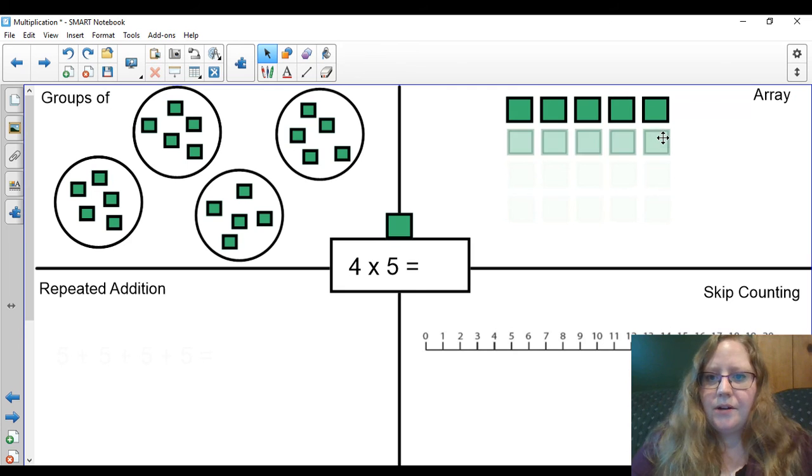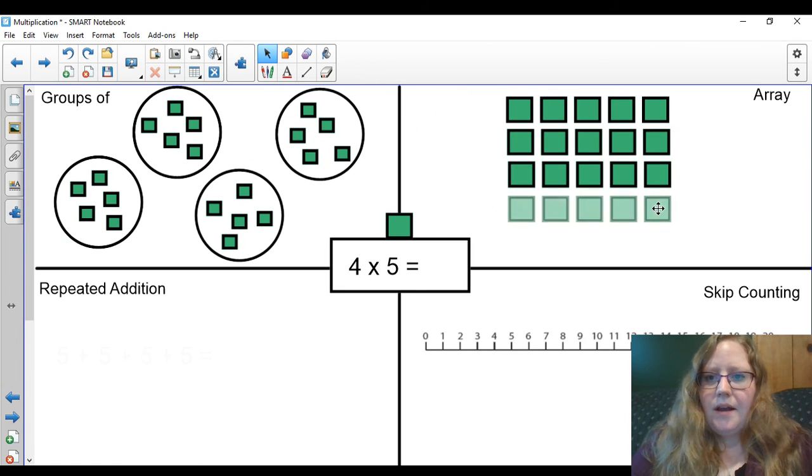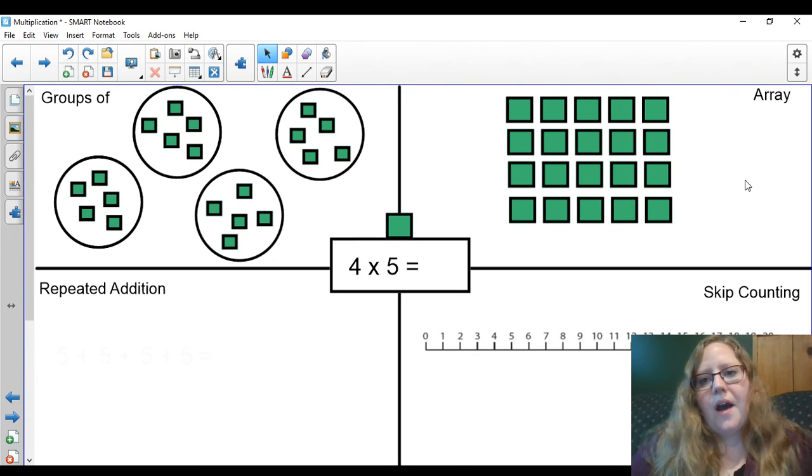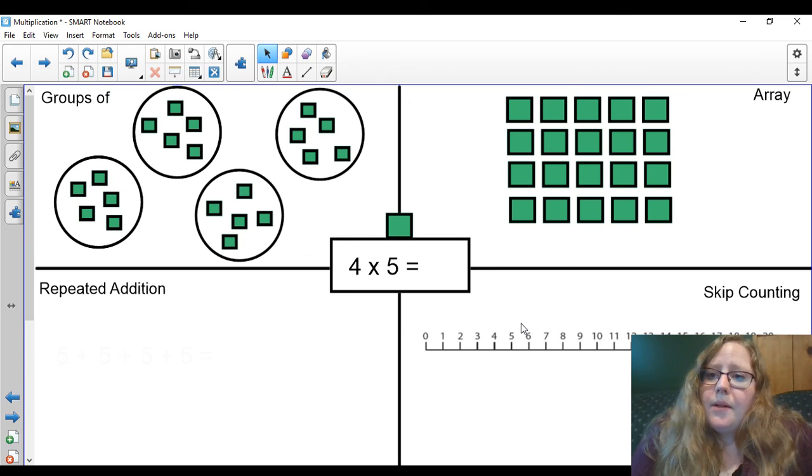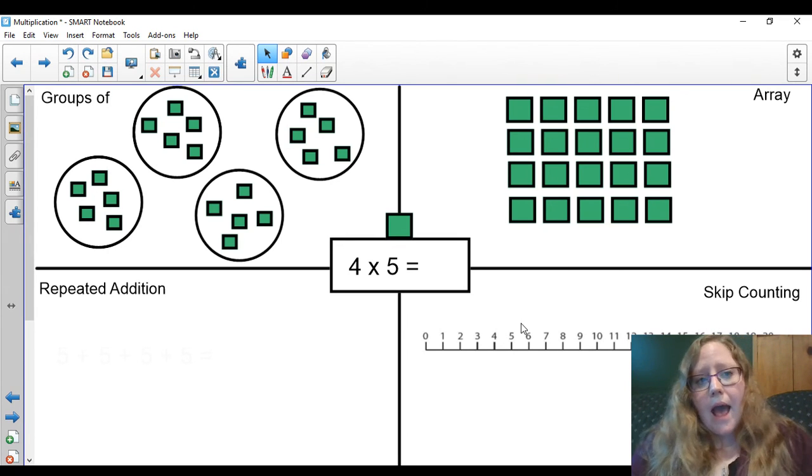If I did an array, I need 4 rows with 5 in each row. There's my first row, second row, third row, and fourth row. So I have 4 rows with 5 in each row. So again, it equals 20 because I can count across 5, 10, 15, 20. And that's how we multiply using groups of and arrays.